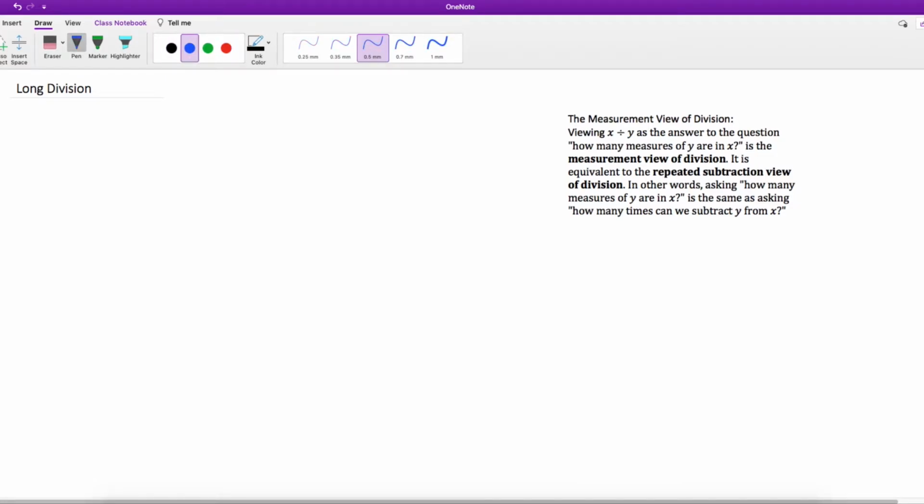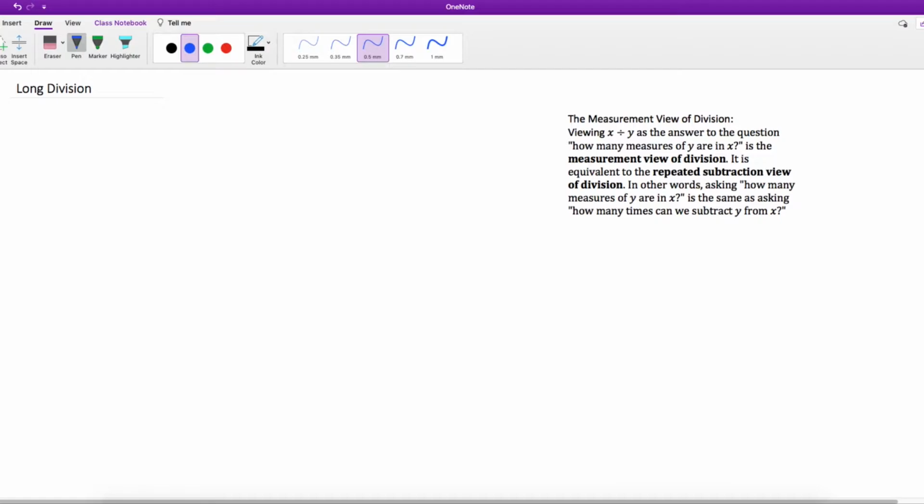Howdy, howdy, howdy. So today we're going to talk about the fact that the long division algorithm for dividing two integers, or it can be adapted to dividing decimal numbers, but it all comes down to how you divide integers. We're going to discuss how that algorithm comes from what's called the measurement view of division. So first of all, let's review what the measurement view of division is.